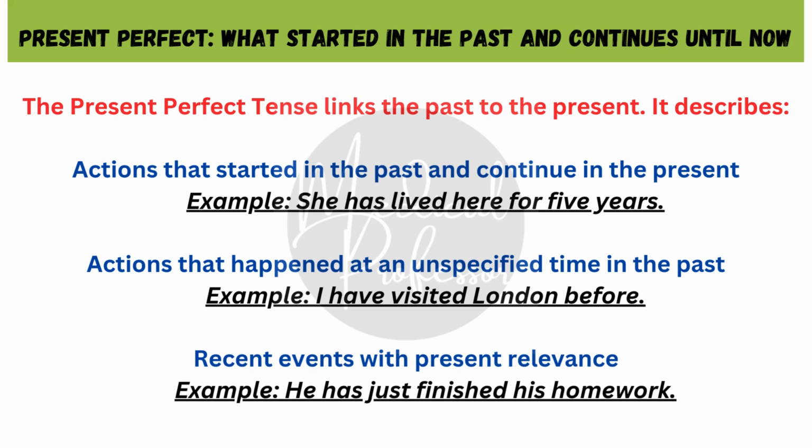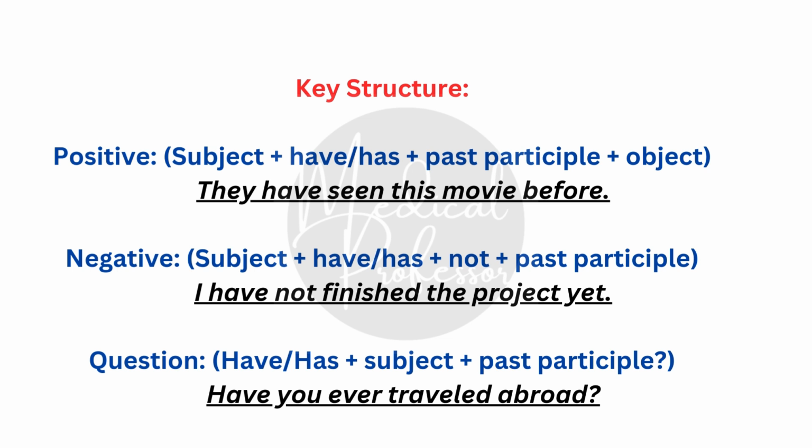For example, I have visited London before. It also describes recent events with present relevance. For example, he has finished his homework. Key structure of present perfect tense. For positive sentences, subject plus have/has plus past participle plus object. For example, they have seen this movie before.